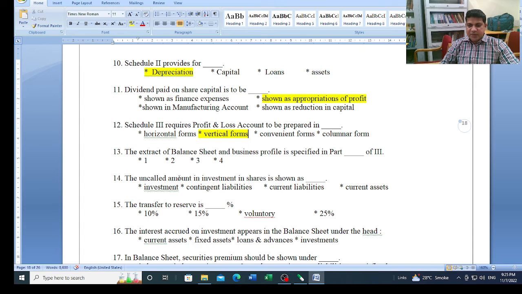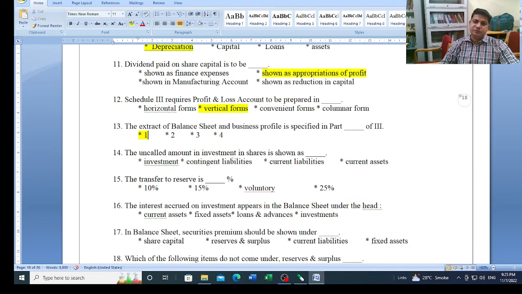Next question: the extracts of the balance sheet and the business profile are specified in Part dash of Schedule 3. The answer is Part 1 of Schedule 3. Uncalled amount in investment in shares is shown as contingent liabilities. Uncalled amount in investment in shares is considered a contingent liability.